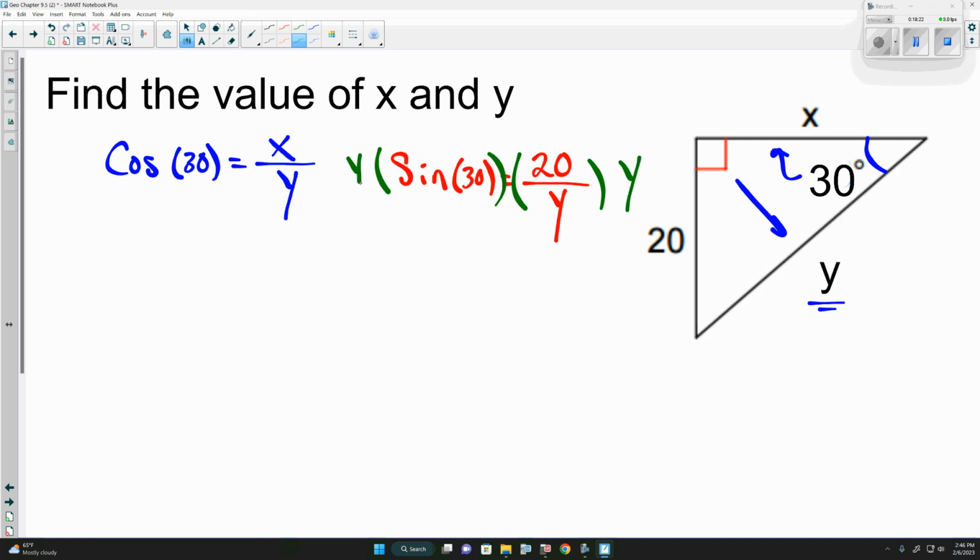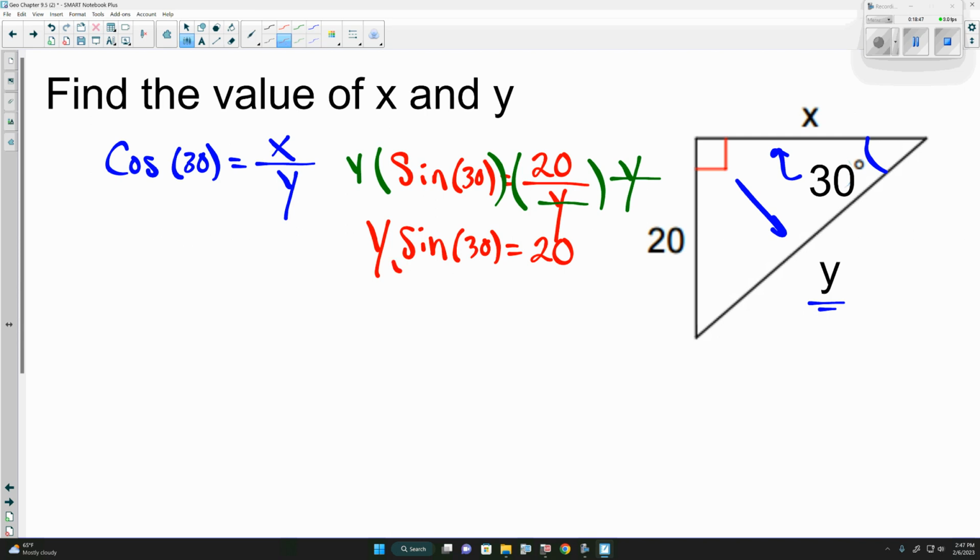We multiply by the bottom of the fraction, because y and y, these will cancel. It tells us that we have y times sine of 30 is equal to 20. Because 20y divided by y is 20.